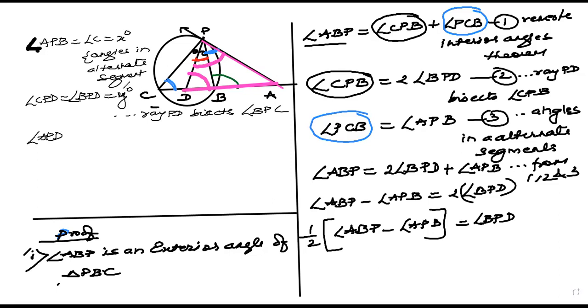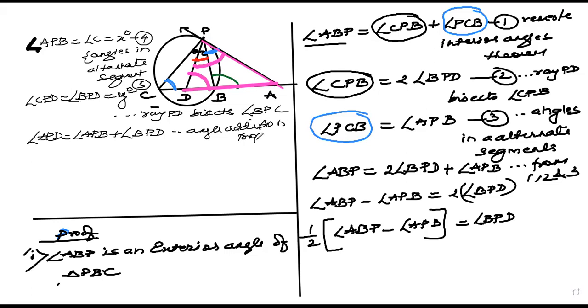Suppose I call this statement number 4, and this statement number 5. Now angle APD equals angle APB plus angle BPD, by the angle addition property.